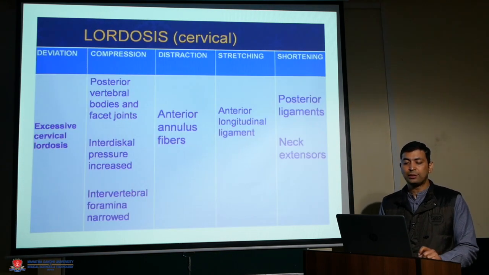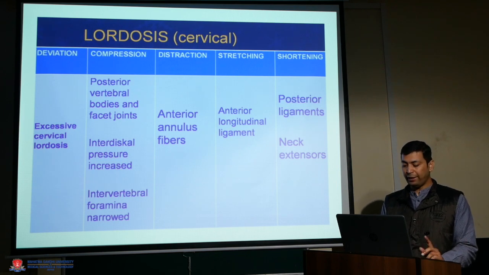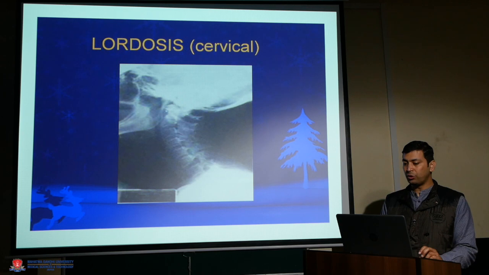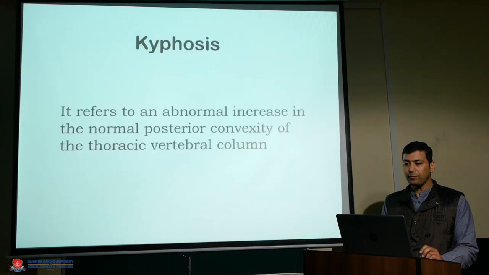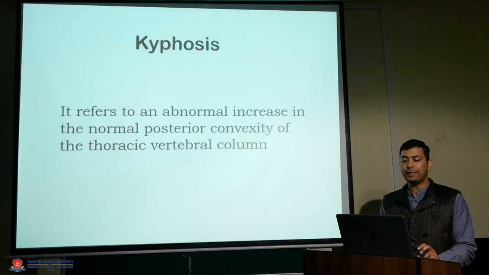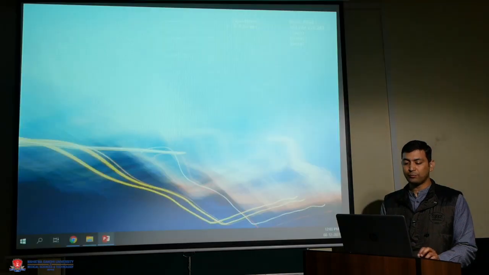Excessive cervical lordosis leads to compression of the posterior vertebral bodies and facet joints, interdiscal pressure is increased, intervertebral foramina narrow, and distraction occurs at the anterior annulus fibrosus, with stretching of the anterior longitudinal ligament, shortening of the posterior ligament and neck extensors. So this is a typical X-ray picture of cervical lordosis. Kyphosis refers to the abnormal increase in the normal posterior convexity of the thoracic vertebral column.